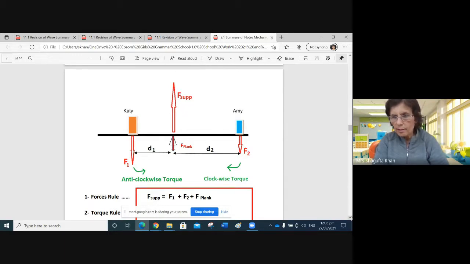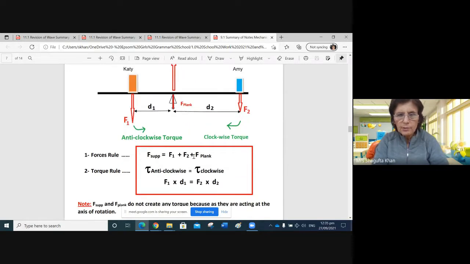And we write it like that: F1 plus F2 plus F plank equals F support. So that's the forces rule. The second rule is the torque rule. So Katie is creating an anti-clockwise torque, which is F1 times D1. Amy is creating a clockwise torque, which is F2 times D2. These forces don't produce any torque because the distance is zero. That's the pivot. So the second rule for rotational equilibrium is that the torques are balanced. Anti-clockwise torque is equal to clockwise torque.